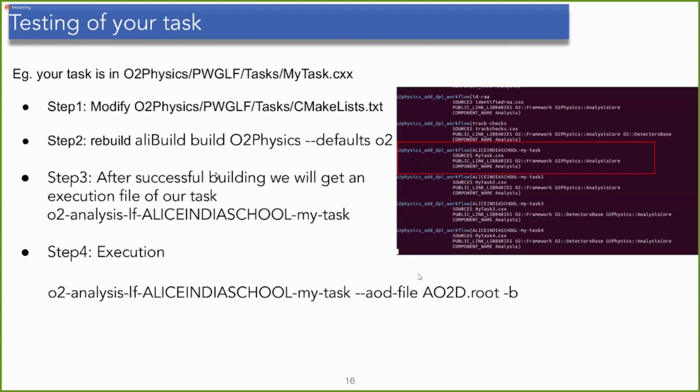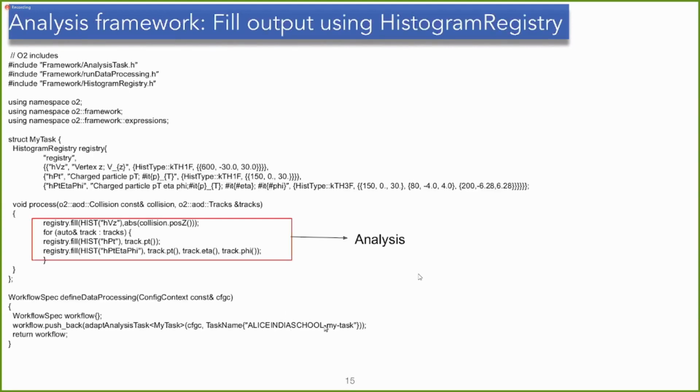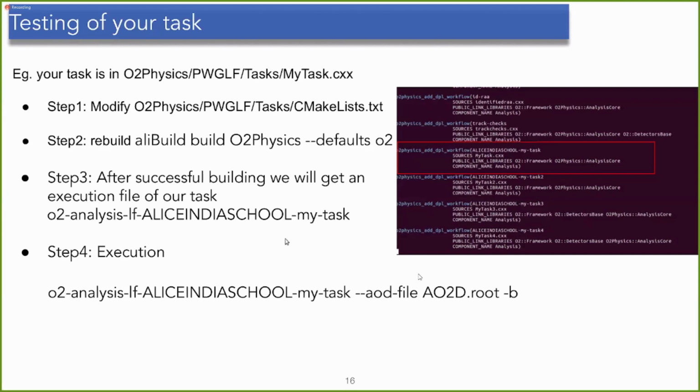Then you will get an execution function which has the name o2-analysis-lf, followed by the name of your task that you gave in the data processing or in the CMakeLists here. The first part, o2-analysis, is common for all the tasks. The second and third term, lf, depends on which working directory you put your task in. As I put my task in the PWGLF, that is why when I get an executable file, I get this lf here.